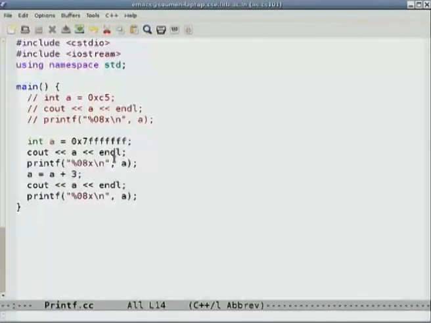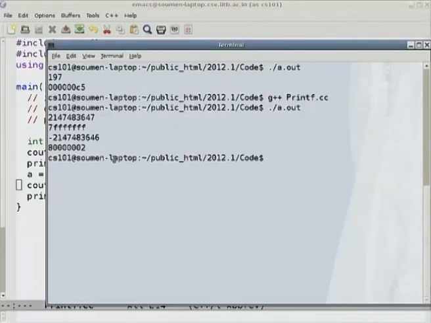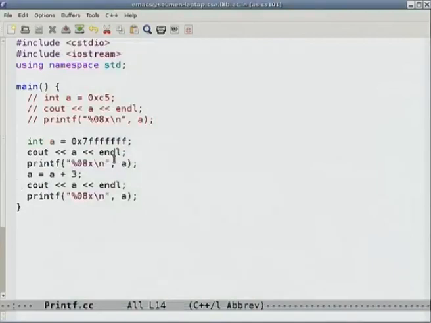So I initialize to the largest positive integer, I increment it by 3, and I get a very negative integer. That's what you see here. Okay? And in hex, though, the thing looks natural enough. The 7 has increased to an 8. 8 is 1000, right? And the rightmost hex digit has become 2 because I added 3. Okay? I added 3 here.